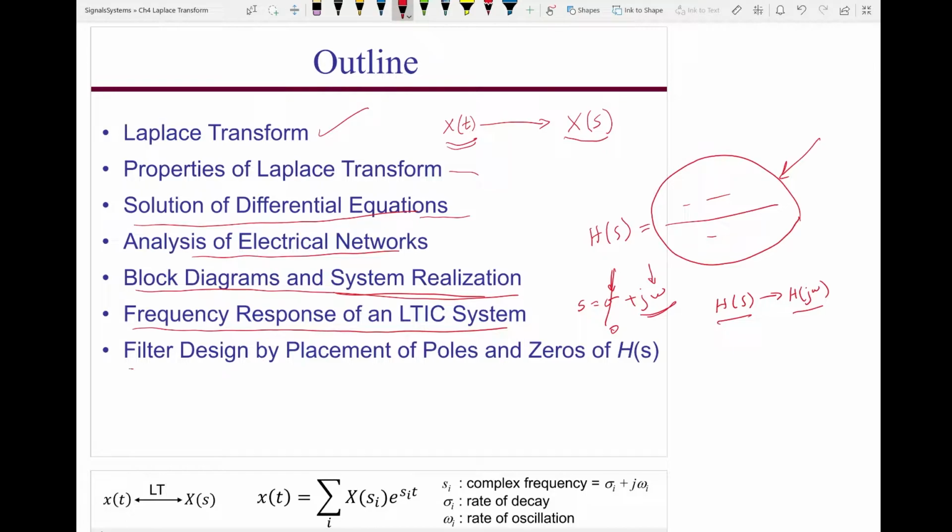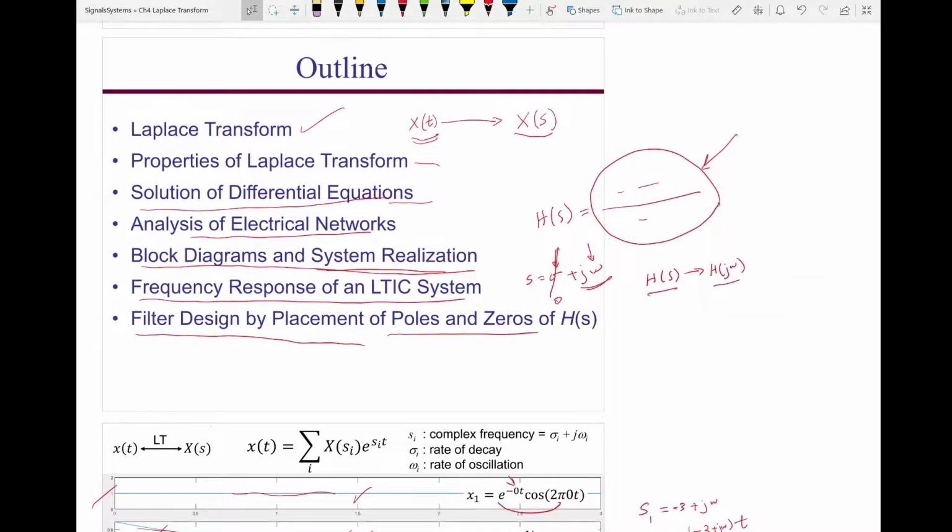Then the last topic would be filter design by placement of poles and zeros. So now your client comes to you and says, I have this type of inputs, I need this type of output. Can you design a system that will take this input and give me this type of output? We will learn how to build this system by using this technique, poles and zeros placement. In this video, we will cover the Laplace transform, and in future videos, we will be covering the remaining topics.